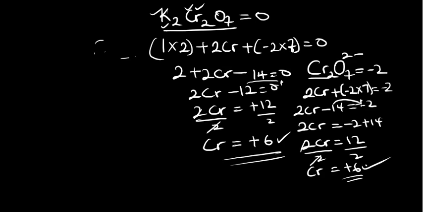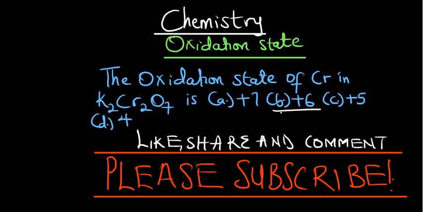So that's that for this video. Let me pick the correct answer. The correct answer is +6. So this option D has cancelled itself because we cannot have ordinary 4. So that's it, that's that for this video.